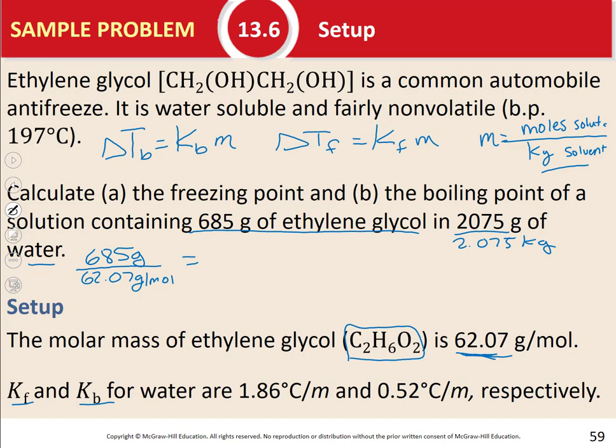So how many moles of ethylene glycol do we have? Good, 11.04. So plug that into our molality equation. 11.04 moles divided by our 2.075 kilograms. And we get a molality of 5.32.